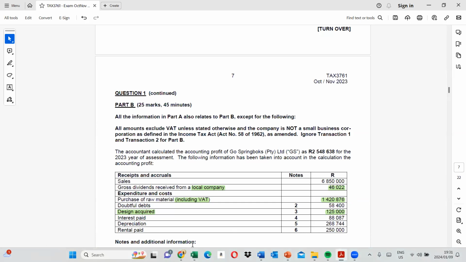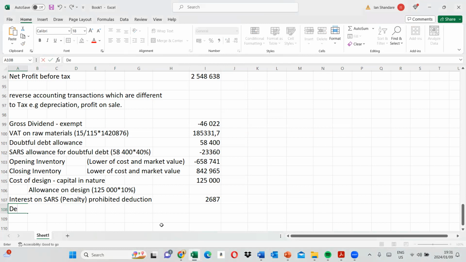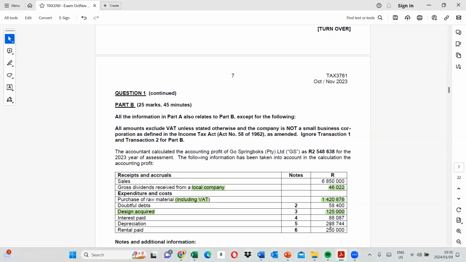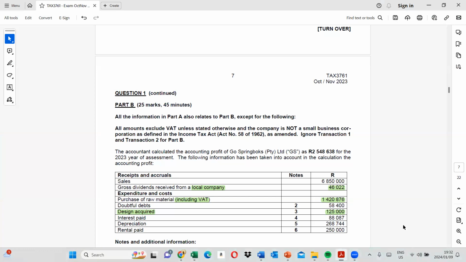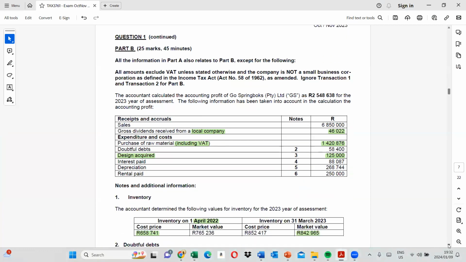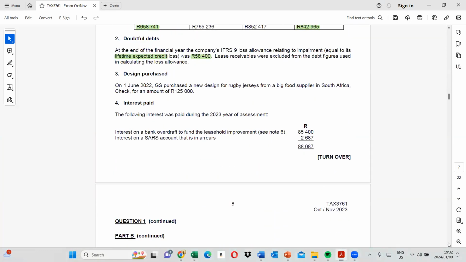So no doubt about it, depreciation is an accounting transaction, which means you have to add it back. So depreciation is sitting at 268,744. Right, so that's what you have. Of course, you're sitting with depreciation, but we have to also consider now if there was some form of allowances in regards to those assets that you have depreciation on. So let's quickly go to 5 and see what's happening.